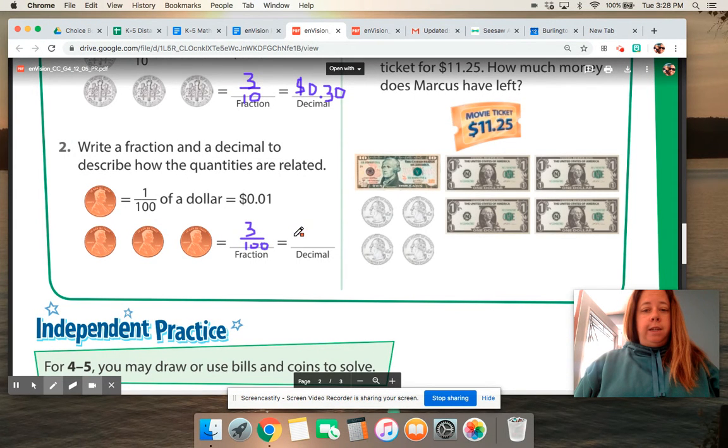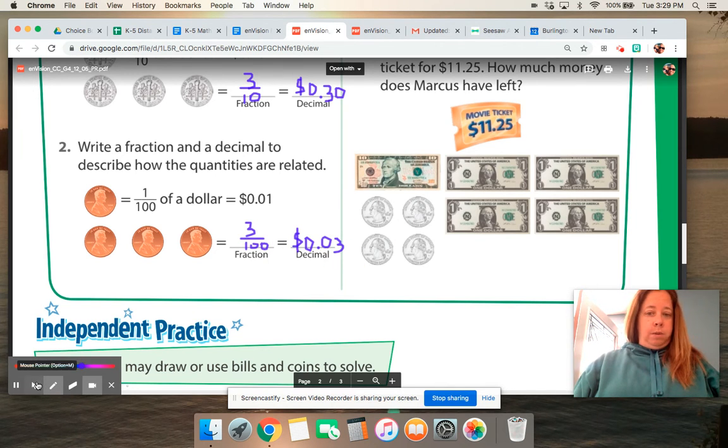And then as a decimal, I put my dollar sign there back again. I don't have any whole numbers. I don't have any tenths this time, so I'm writing 0. I just have 3 hundredths, so I'm writing my 3 in my hundred spot. So that's how you would write 3 hundredths, or 3 cents, as written as a decimal.